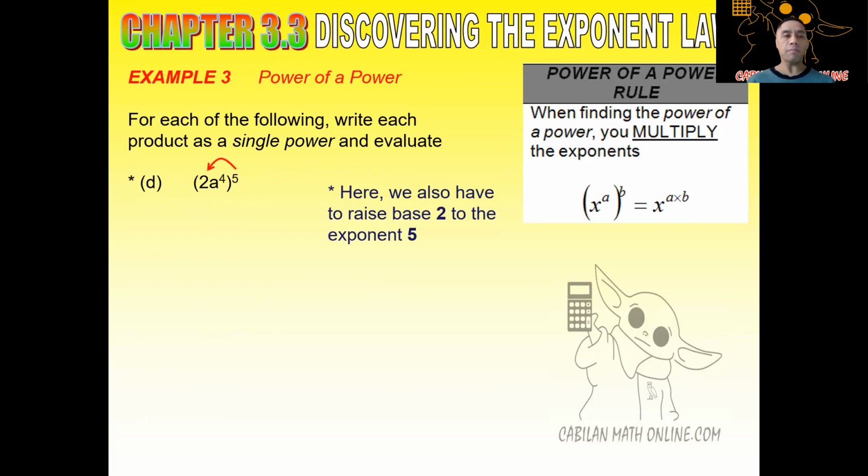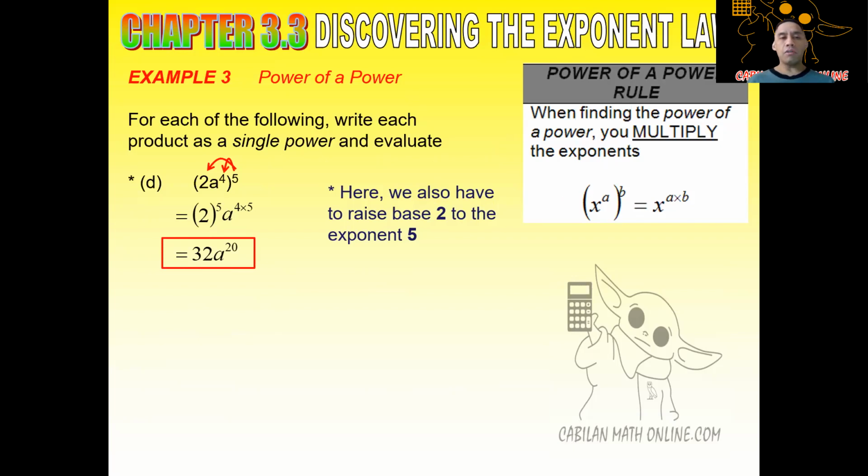So step number 1, we're going to take this 2, break it apart from the variable a, and raise that 2 to the exponent 5. It's very important to see that initial step, because quite often people forget to do that step. Now, for the next step, we're going to take this 5 and multiply it by the 4, and that's going to give me 4 times 5. So in the final step, we just need to evaluate 2 to the exponent 5, which gives me 32. And then 4 times 5 is going to give me a to the exponent 20.